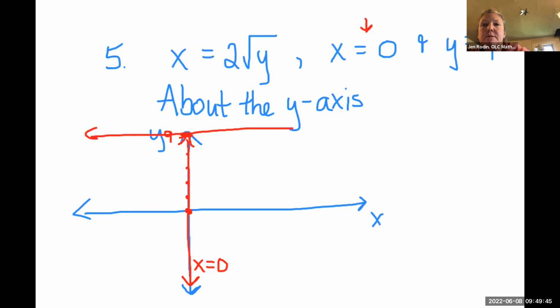And then 2 square root of y. So if y was 0, 2 square root of 0 is 0. So when y is 0, x is 0. When y is, let's say, 1, let's say it's here. X is 2. So we're there.